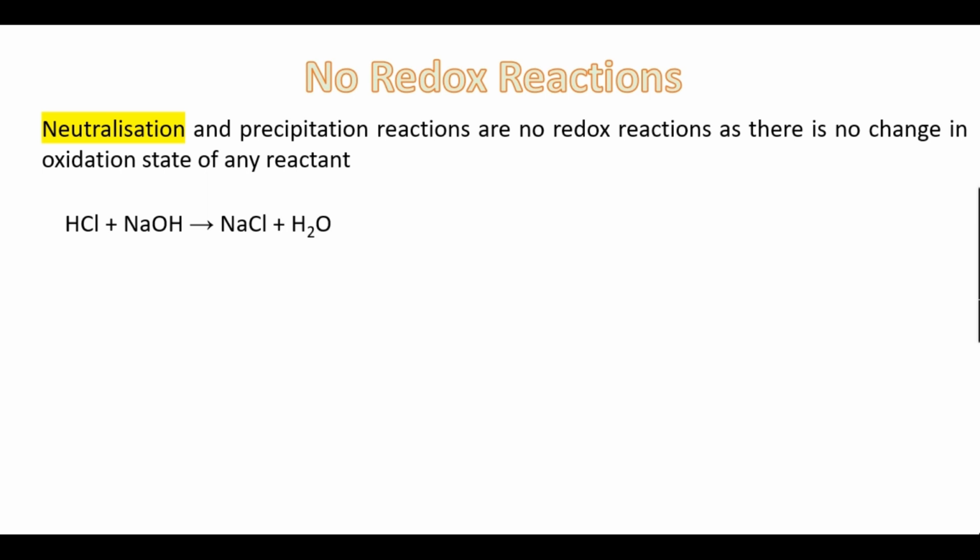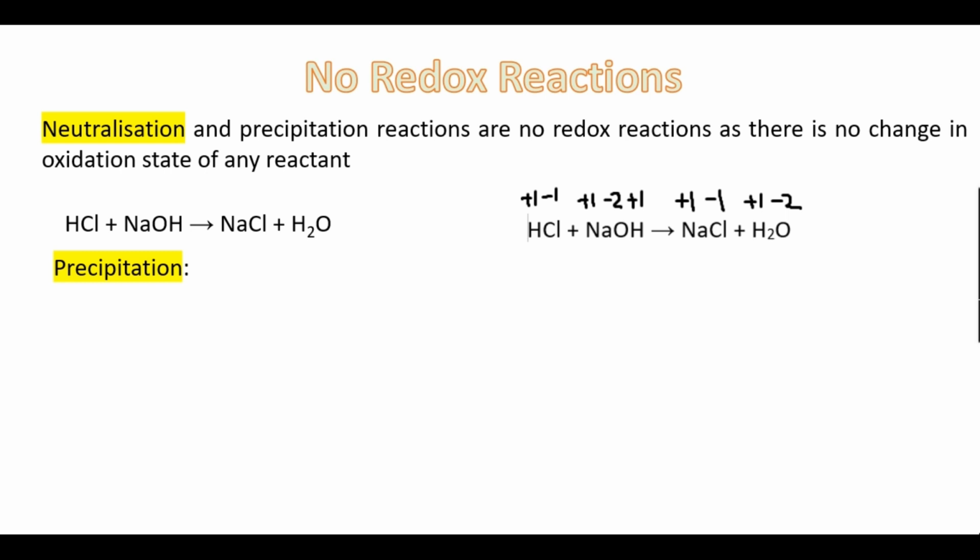You can see here in this example, HCl is reacting with NaOH. HCl is an acid, whereas NaOH is a base or alkali. When they react, they produce sodium chloride and water. If you closely observe the oxidation states of all the reactants and products, they are the same, meaning there is no change in the oxidation states. That's why we can say this is a non-redox reaction.